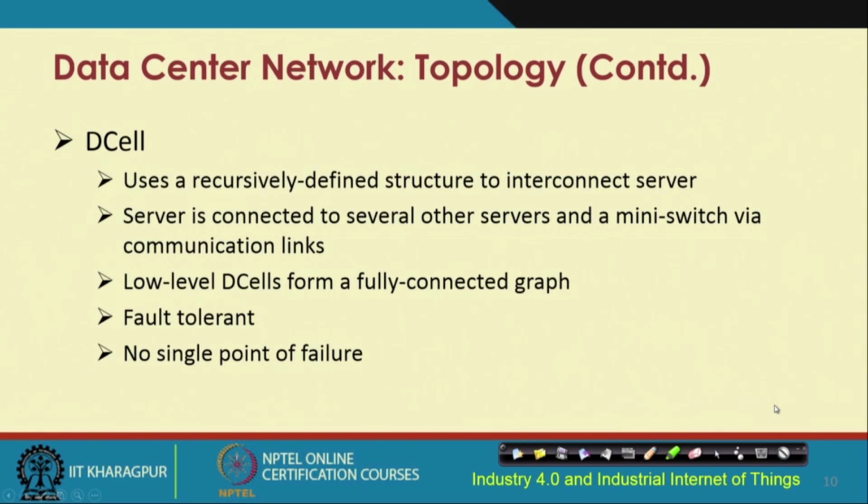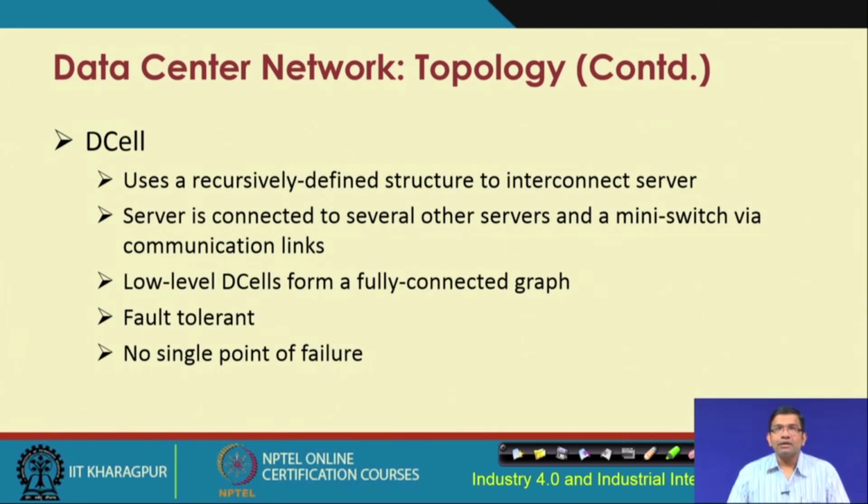There is another architecture which is known as the DCell architecture, which uses a recursively defined structure to interconnect the servers. The server is interconnected to several other servers and a mini switch via communication links, and a low-level DCell will form a fully connected graph, and there will not be any single point of failure in this kind of architecture.